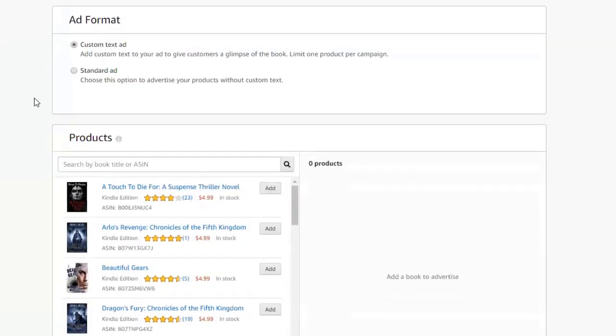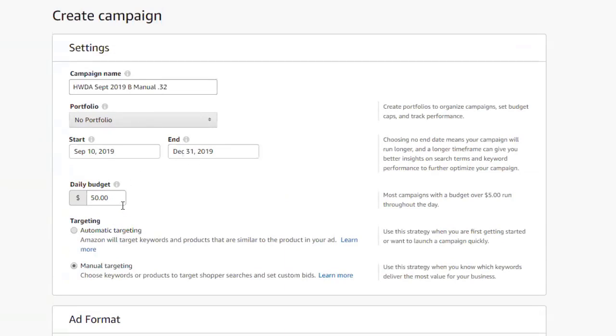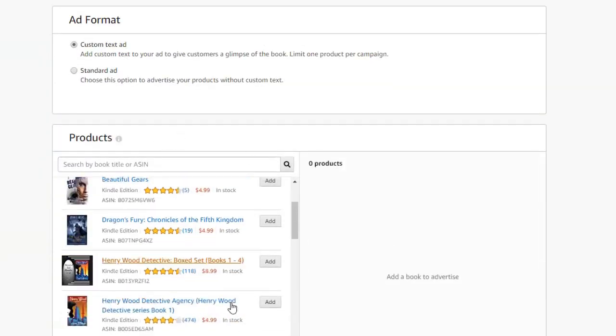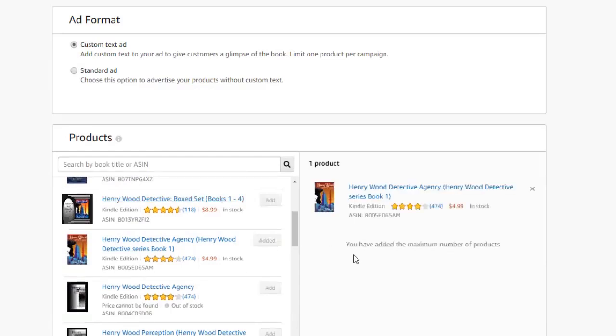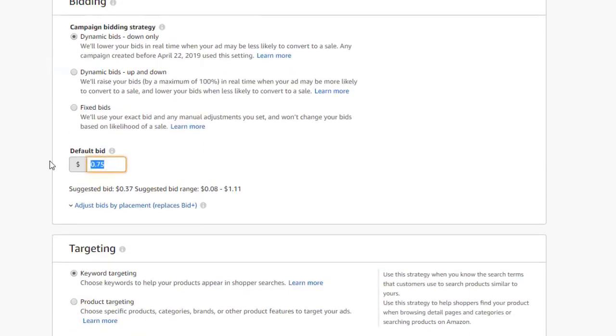Okay, so everything's the same, except instead of automatic targeting, I chose manual targeting. Now, custom ad text, I like that. We're gonna add our book, and bidding, we'll keep it dynamic down. And now this, we're gonna do 32 because I just am doing something a little different. Suggested bid is 37. Bid range, 8 cents to 11.